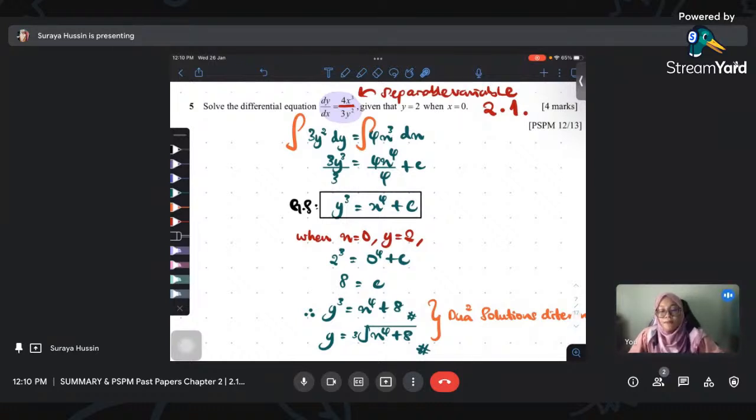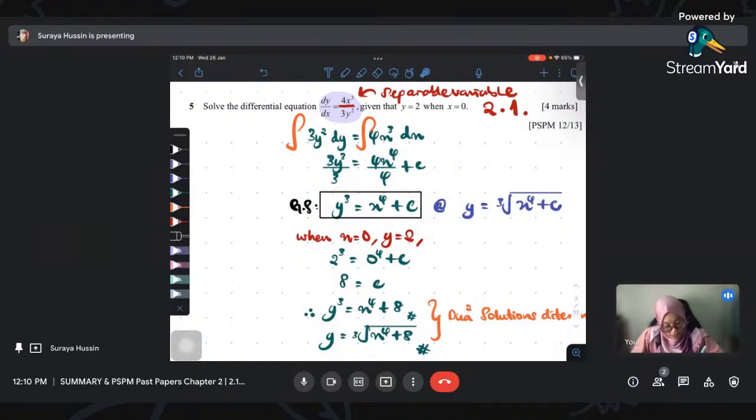So just please understand that your general solution memang boleh dalam bentuk macam-macam. Kadang-kadang you juga boleh tulis y is equals to cube root x to the power 4 plus c. Boleh je kalau nak buat yang lagi satu ni. Tak ada masalah. Both are accepted. Kalau nak berhenti takat sini pun boleh juga.